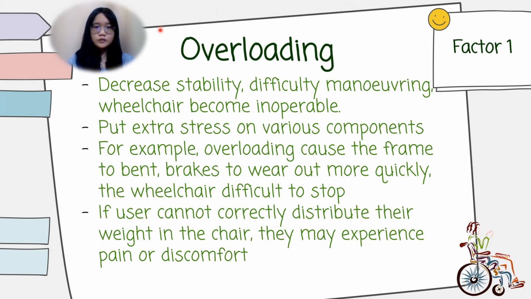Next, let's move on to the first factor, which is overloading. Overloading decreases the stability and further increases the difficulty of maneuvering, and finally the wheelchair becomes inoperable. This may be due to the overloading putting extra stress on various components. For example, overloading caused the frame to bend, the brakes to wear out more quickly, and the wheelchair to be difficult to stop. If the user cannot correctly distribute their weight in the chair, they may experience pain or discomfort.